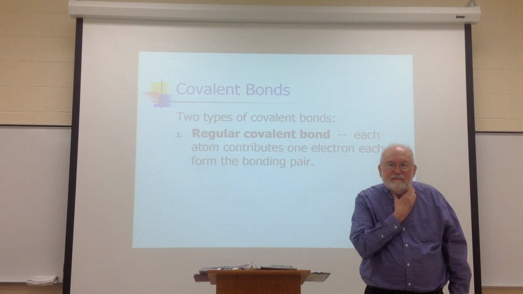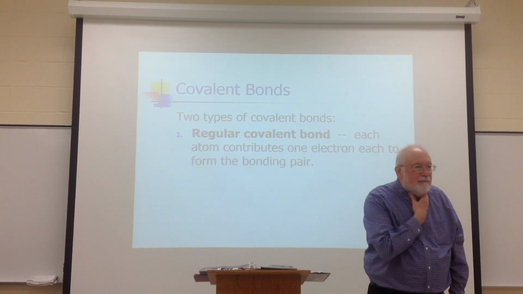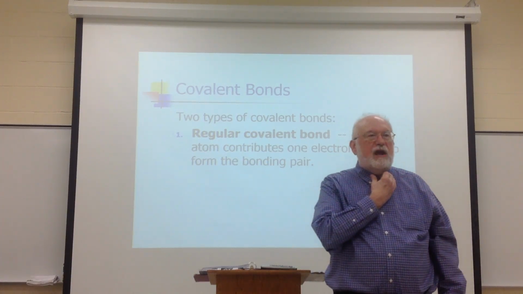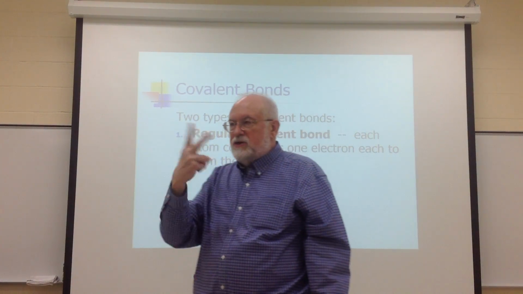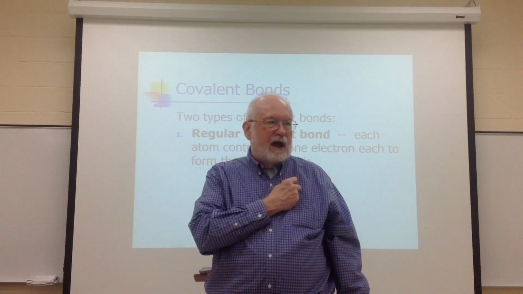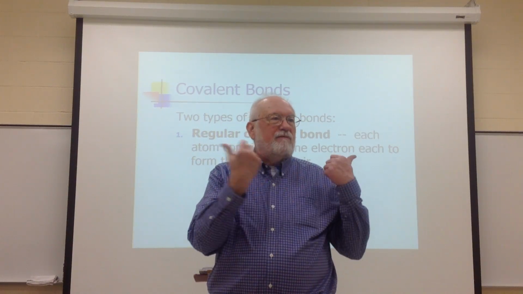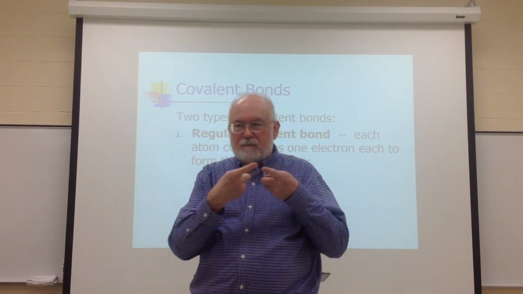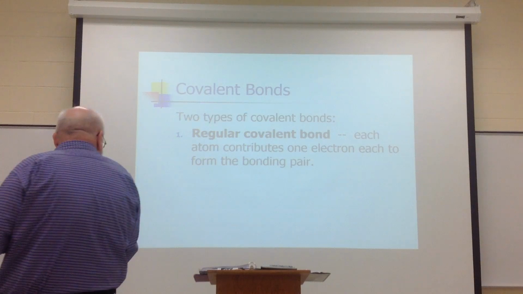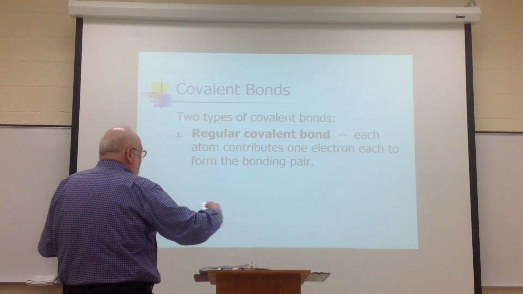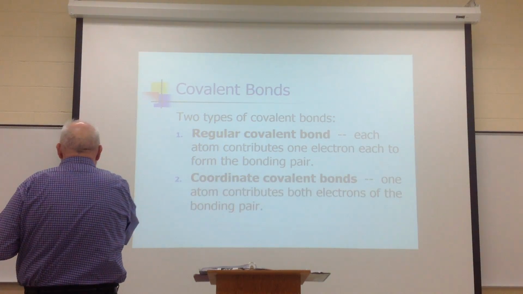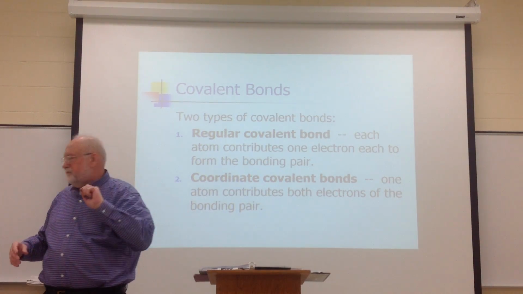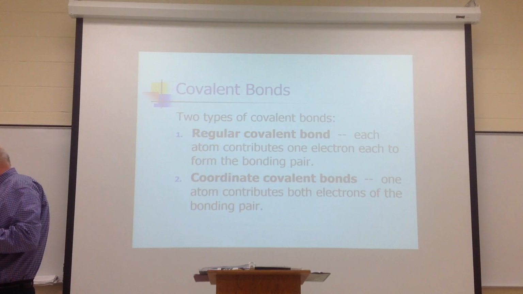Okay? Now that's simple, isn't it? So if it's a regular covalent bond, it's a shared pair of valence electrons between two atoms. Where do they come from? One from each. Equal contributions. Now you probably guess what the next case is going to be like. And that's what is called a coordinate covalent bond. All right? What about that?